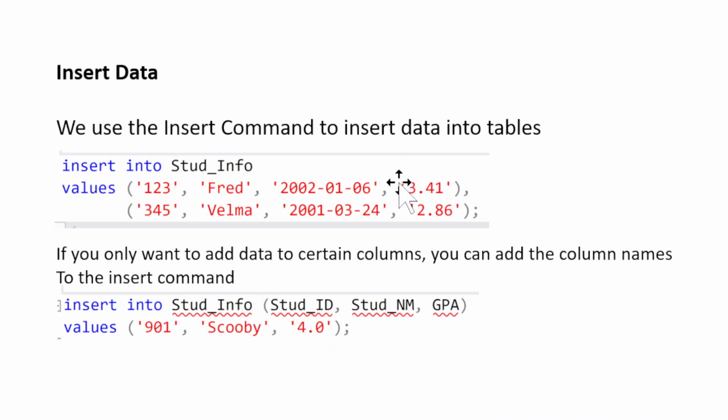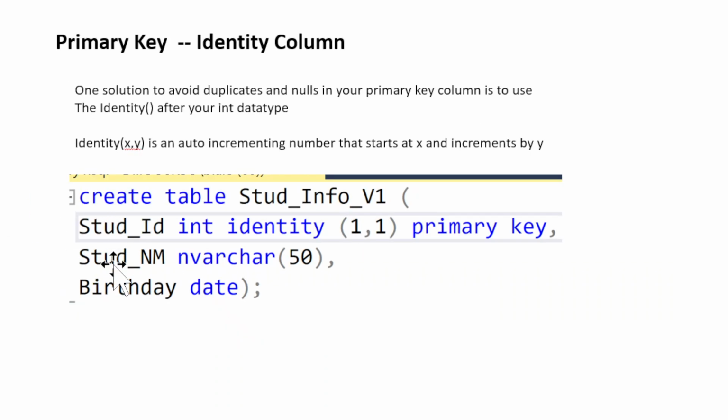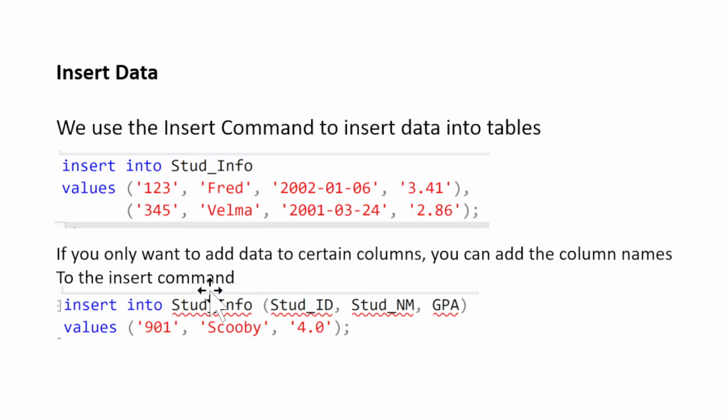If you have all the columns you want to fill, you're good to go. You can do this. If not, if you only want to add data to certain columns, you can add the column names to the insert commands. Now I have insert into stud info, and I have the column names: stud ID, student name, GPA. I don't have birthday. I don't have Scooby-Doo's birthday. I don't know his birthday.